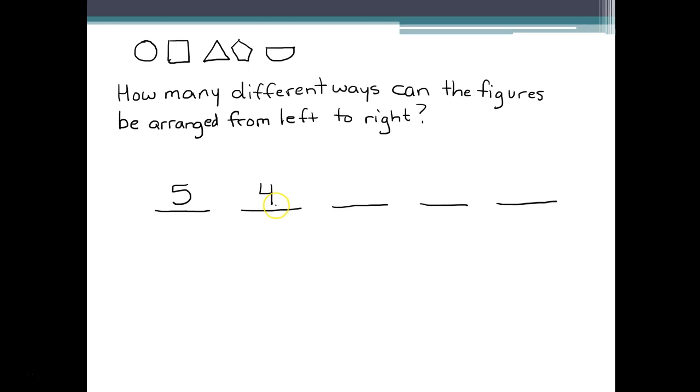And once you put that figure there, you're not going to pick it up and put it somewhere else. You're trying to line them up. So those 2 are out, leaves you with 3 choices here, 2 choices here, 1 choice there.